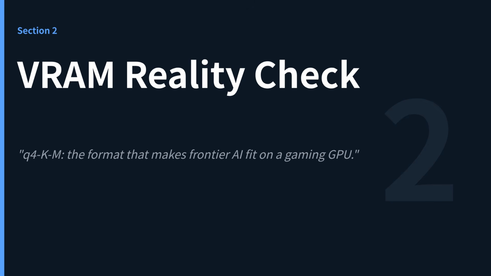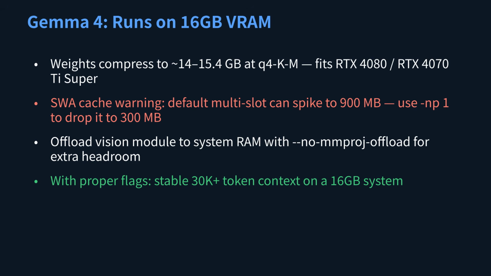Now let's talk about VRAM requirements. We're focusing on the Q4_K_M 4-bit quantization format, the most popular choice in the local AI community, because it keeps hardware costs realistic while preserving most performance. Each model lands in a different VRAM tier, which is one of the most important practical factors in deciding which one to run. Gemma 4 is the most accessible.